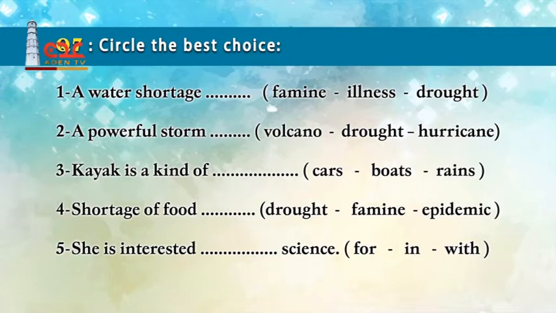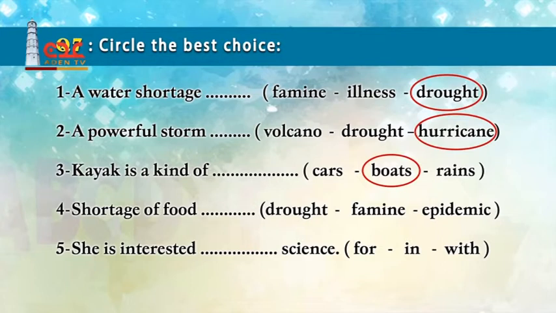Now we answer these. Number 1, a water shortage, drought. Number 2, a powerful storm, hurricane. Number 3, kayak is a kind of boats. Number 4, shortage of food, famine. Number 5, she is interested in science.